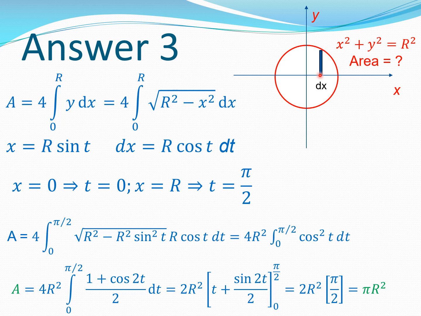Now if we look at a small strip here of length dx, then whatever the area of this strip, we have to integrate it from x is 0 to x is r, and this rectangle is going to be y into dx. That's going to be the shaded region here. So that's what I've done, y into dx from 0 to r, and there are four such regions here, so I'm going to put a 4 here.